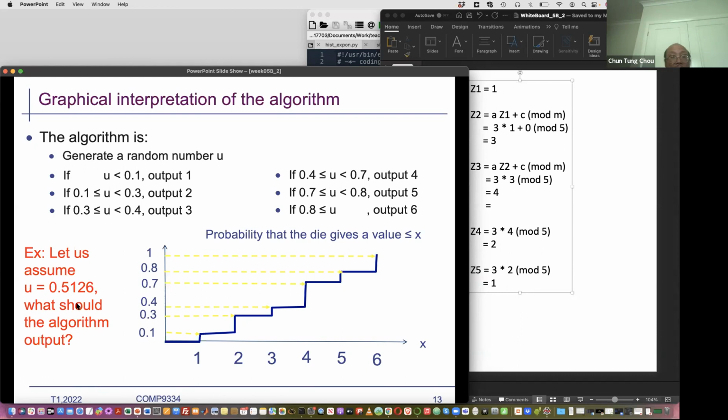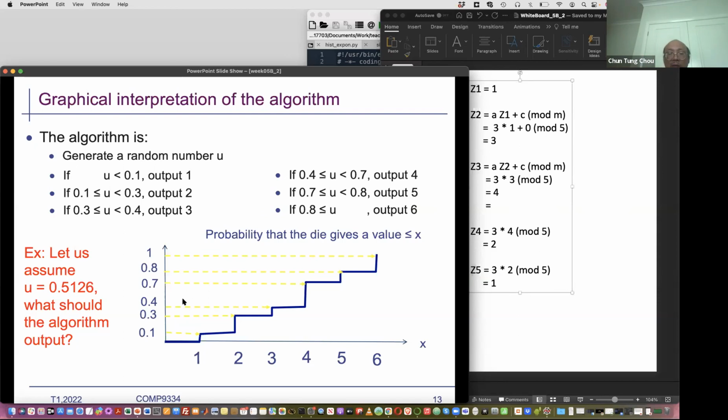Maybe I'll repeat my question. U is the number that you have generated. Say you need to generate a random number for your algorithm. U that you have generated is 0.51. And if U is 0.51, what will the algorithm output? If U is within this interval of 0.4 and 0.7, it should be outputting 4. So that's also what a student has answered in the chat.